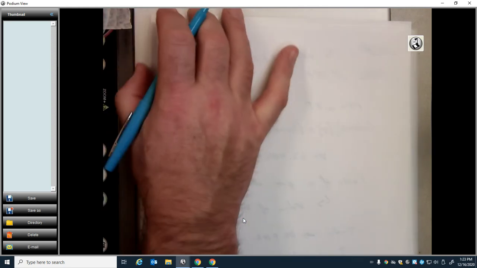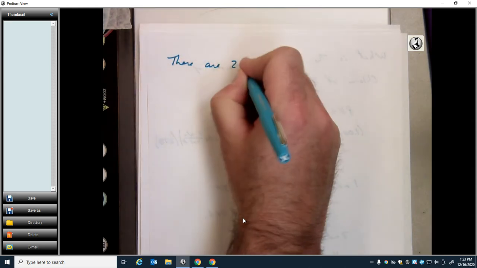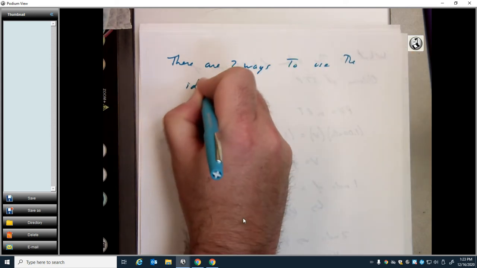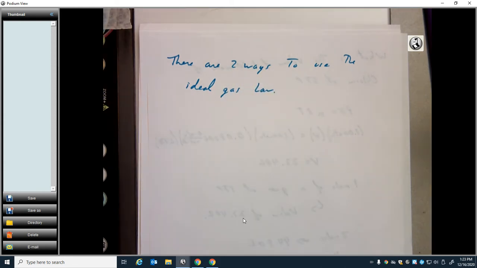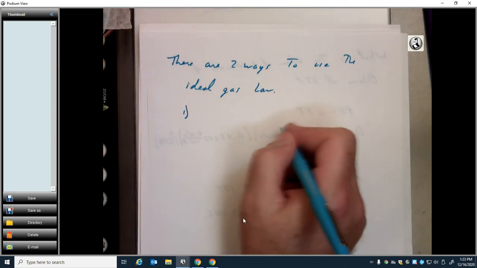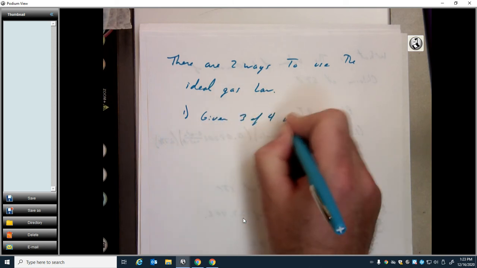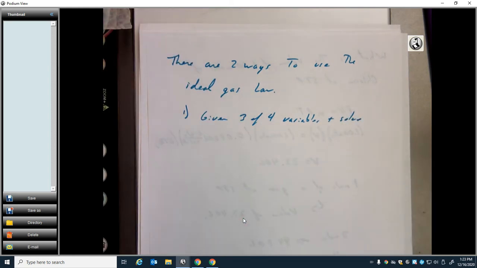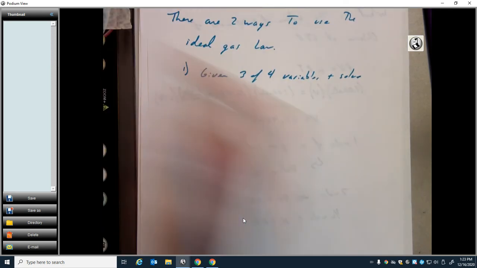So there are really 2 ways to use the ideal gas law. The first way is if you're given 3 out of the 4 variables and you can just solve. This one you're just kind of plugging and playing. So let's go ahead and try one of these.